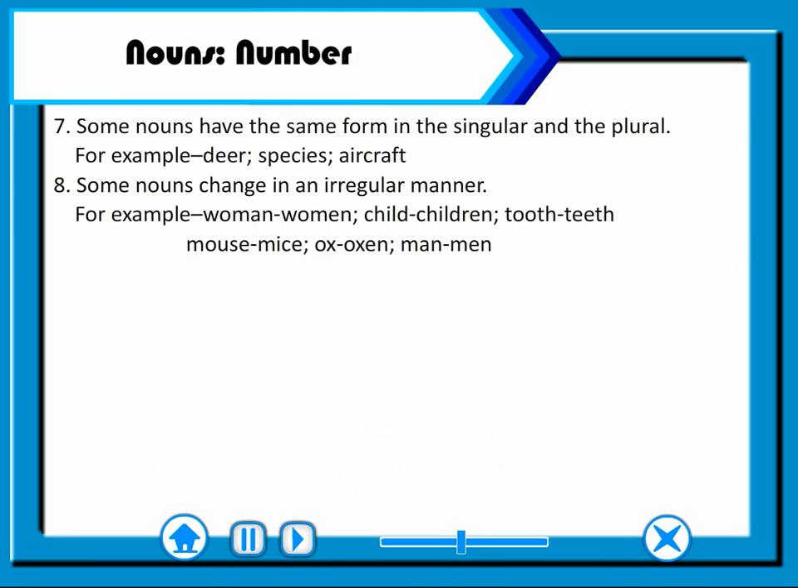Some nouns have the same form in the singular and the plural. For example, deer, species, aircraft. Some nouns change in an irregular manner. For example, woman, women, child, children, tooth, teeth, mouse, mice, ox, oxen, man, men.